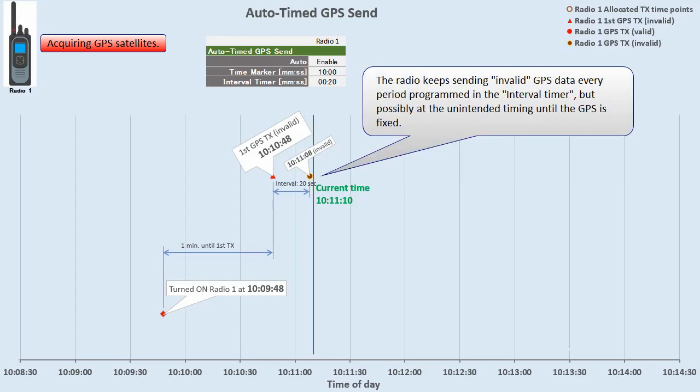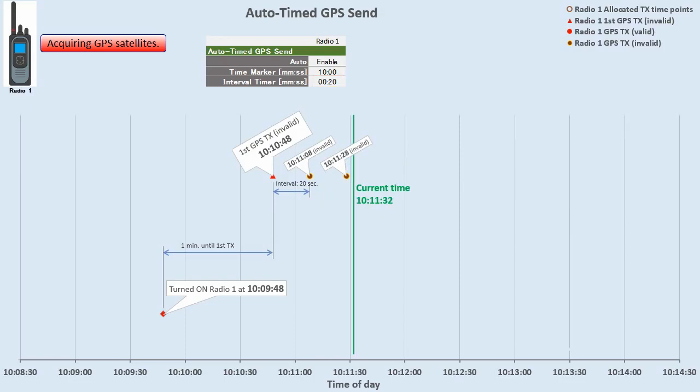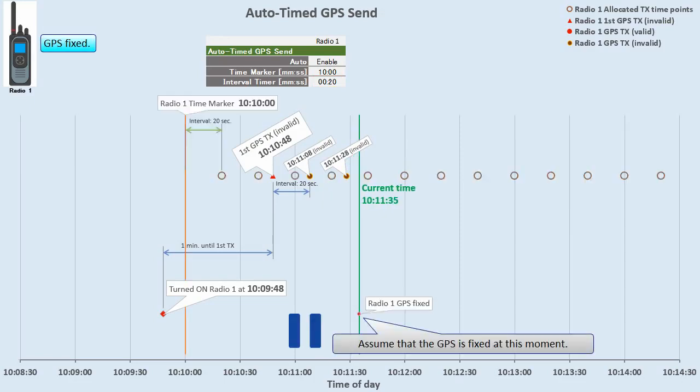The radio keeps sending invalid GPS data, every period configured as the interval timer, but possibly at the unintended timing, until the GPS is fixed. Assume that the GPS is fixed at this moment.